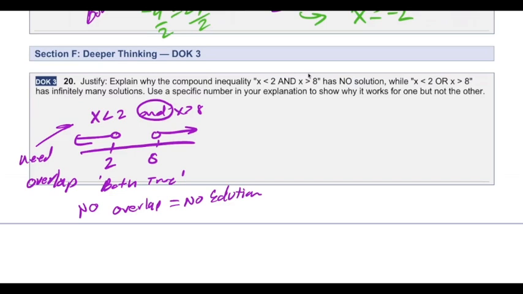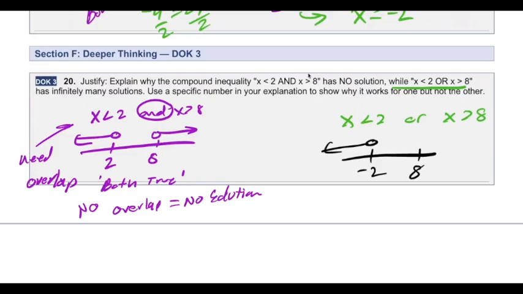That's how and works. Over here, we have x is less than 2 or x is greater than 8. This one doesn't have infinitely many solutions. I don't know what they're talking about. Well, I guess kind of. An or doesn't care. You could be greater than 8 or you could be less than 2. It works. I guess there's kind of infinitely many solutions by the looks of it, but you can't have an answer between 2 and 8, so it actually might be a little bit wrong. I've got to recheck this question.